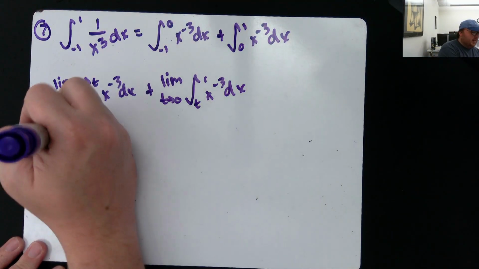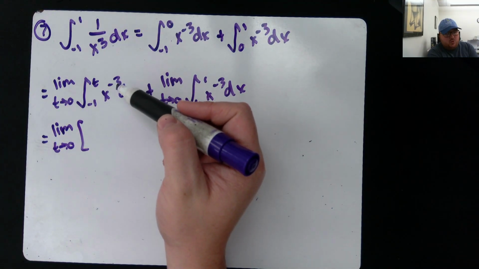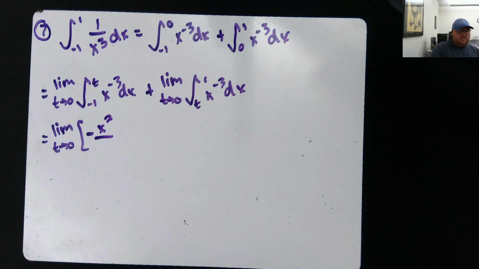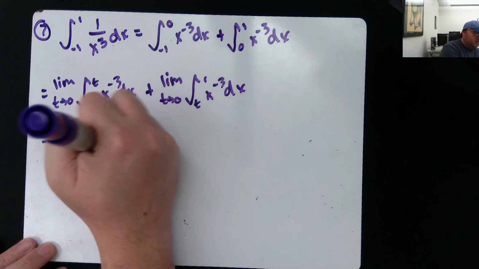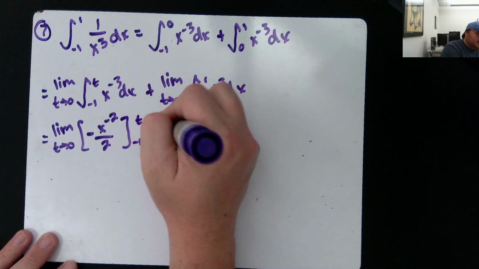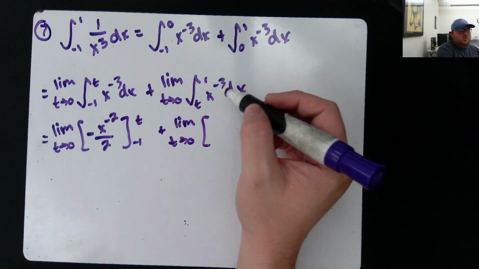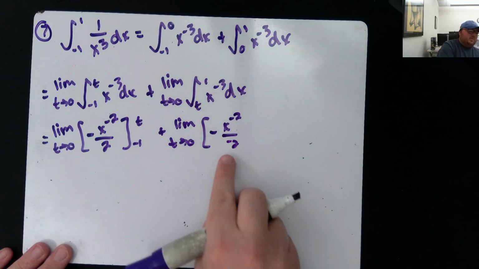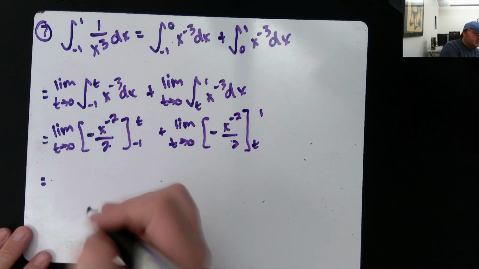So this is going to be the limit as t goes to 0. Add 1 gives me a -2. Dividing by that gives me negative x squared. Nope, x to the -2 over 2. The minus sign out here is where that went to. From -1 to t, plus the limit as t goes to 0. Same thing over here. Again, add 1 gives me -2. Dividing by that gives me negative x to the -2 over -2. Oh, the negative's already up there. From t to 1.